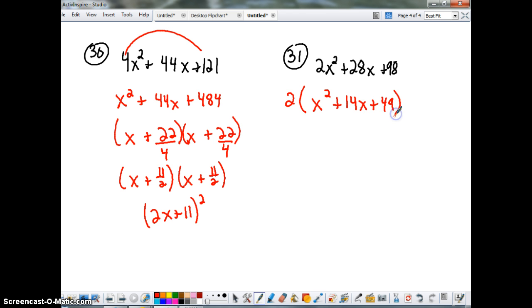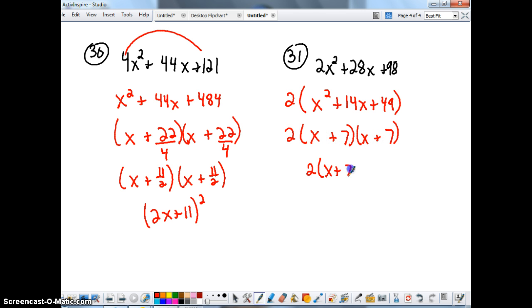And I'm looking for numbers that multiply to be 49, add together to be 14. That's going to be x plus 7 and x plus 7, they're both going to be a plus. So this is 2 times x plus 7 squared. So if you notice, this video covered all the special ones. So the first two, number 26 and 27, was the difference of perfect squares. 27, there was a GCF. 30 and 31 aren't difference of perfect squares, but they're considered special because these answers come out to have the same exact numbers in the binomials.